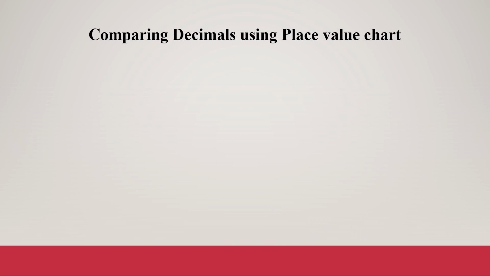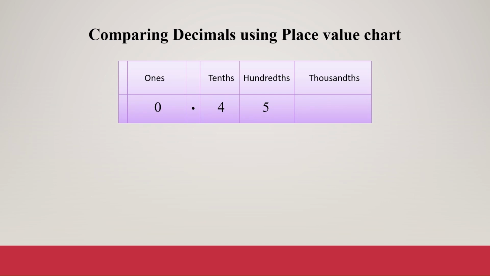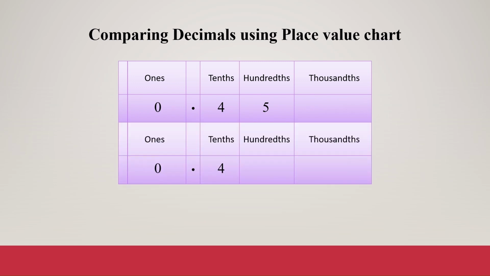One more method of comparing decimals using place value chart. Decimals are just fractions in disguise. To compare them, we check their place values. Here in this example, 4 is in the tens place and 5 is in the hundreds place. Take one more number, 0.4. The tens place is the first key and then the hundreds and thousands and so on.